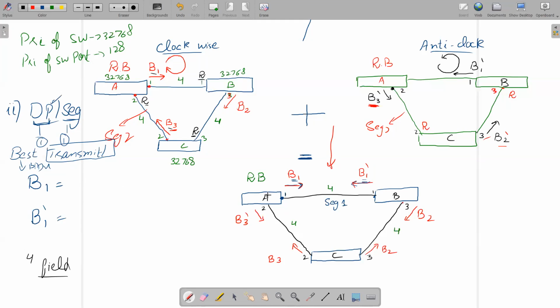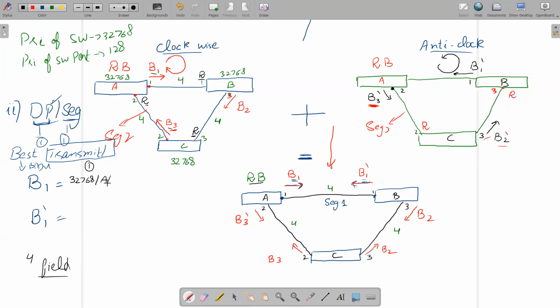So who is the root bridge? He's the root bridge. And what's the priority of our root bridge? 32,768. And what's the MAC of the root bridge? The MAC address is, for example, A. So I have written the first field.